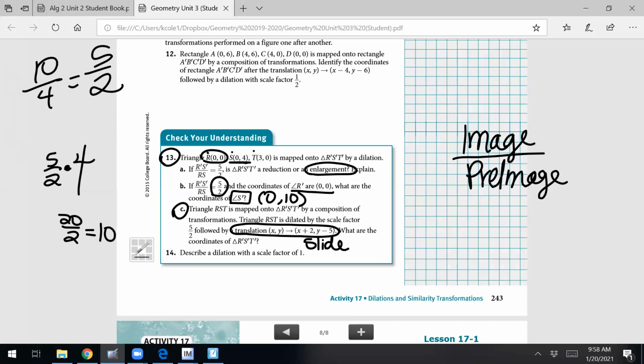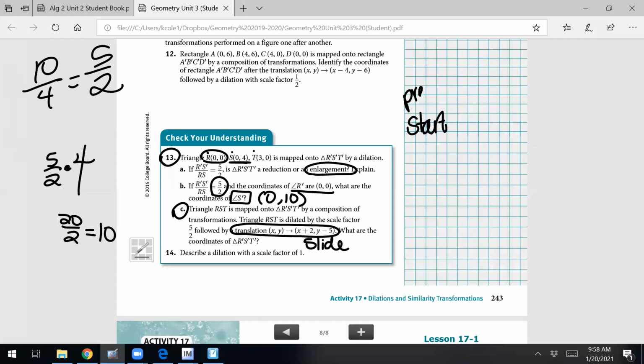A dilation by the scale factor 5/2 followed by a translation. So what's first? The dilation. Okay, so here's a good way for us to keep these organized. When you've got multiple things to do, you can make yourself a table. So this would be the originals. This is your start, or the pre-image, if we want to be correct.